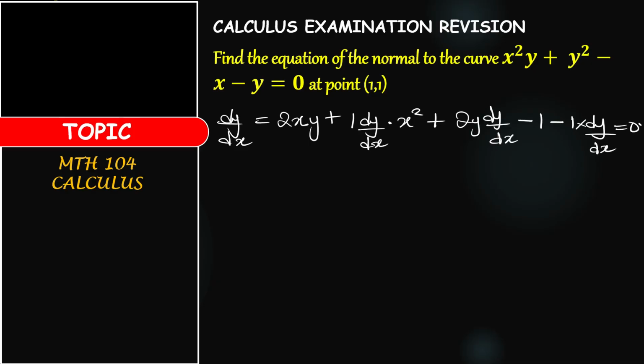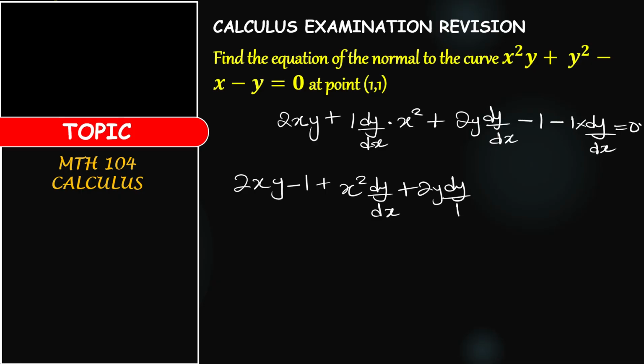So at this point, you collect like terms. This is not dy ds. Here will be 2xy, all the ones that are standing alone without dy ds, pick them to one side. 2xy minus 1, right? Plus, now when you open this, here will be s squared dy ds plus 2y dy ds minus dy ds is equal to 0.